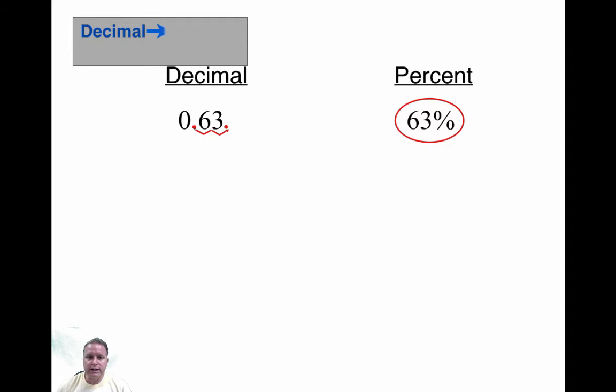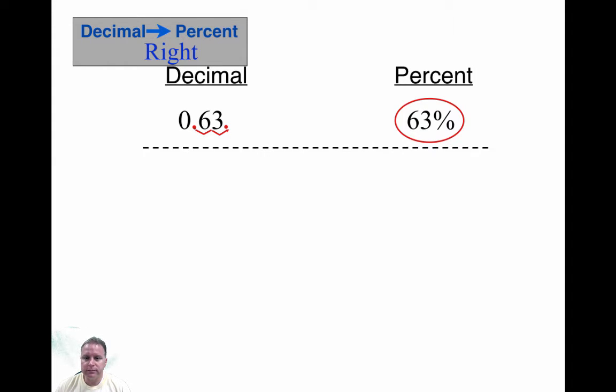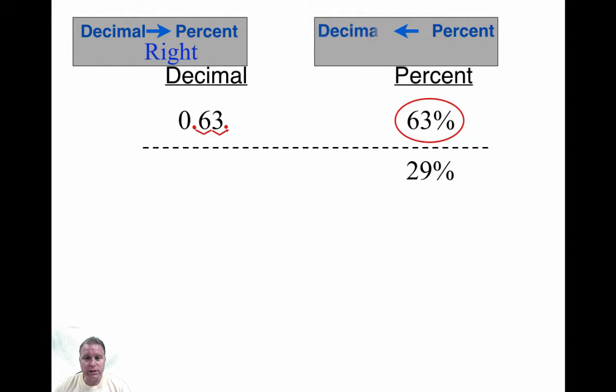So if I'm doing a decimal to a percent, I move to the right. If I'm doing a percent to a decimal, I'm going to go backwards and move to the left, and it's always 2 spots. Always 2. Doesn't matter how many digits there are, always 2.